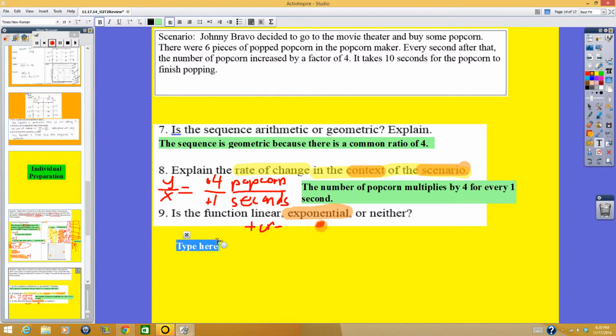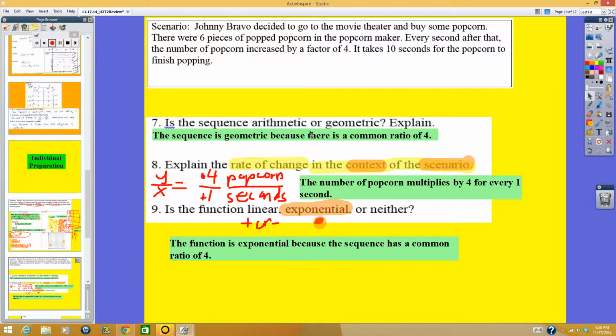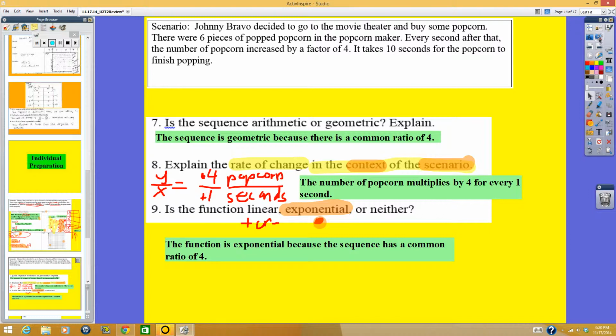So, if you had to explain this, you would say the function is exponential because you could say you're multiplying, but if you want to be a little more educated, you could say because the sequence, right, aka the numbers, has a common ratio of 4. It's almost the same reasoning as it being geometric, right? It matches up. Okay? So that should be solid.